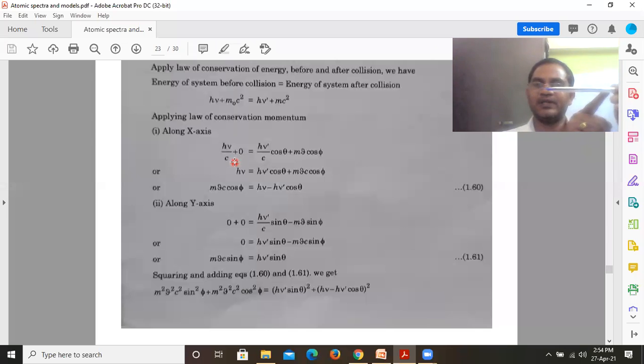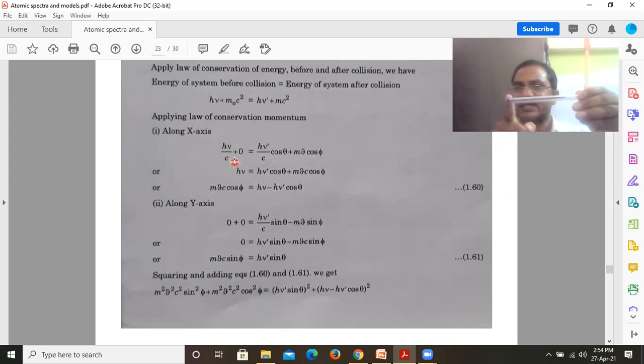Here, initially the photon is moving along the x-axis with momentum h nu by c. The free electron, which is at rest, collides with it. That's why the initial momentum is m1 u1 plus m2 u2. The momentum of photon plus momentum of electron, h nu by c plus 0, is equal to, after the collision, the scattered photon momentum along the x-axis, h nu dash by c cos theta, plus the recoil electron's x component of momentum, mv cos phi.